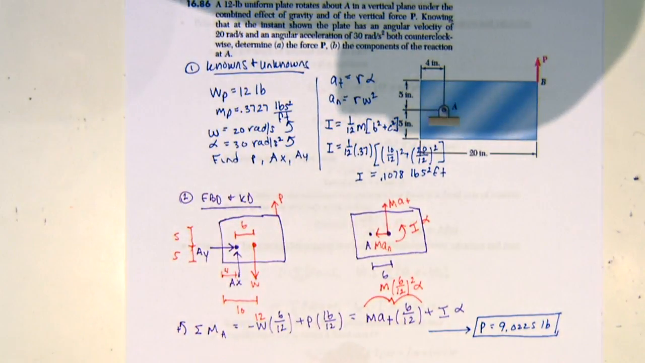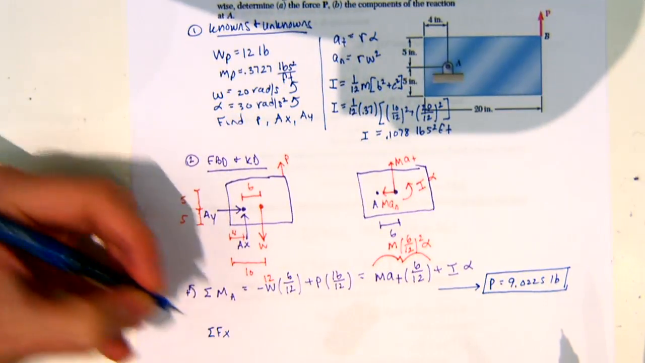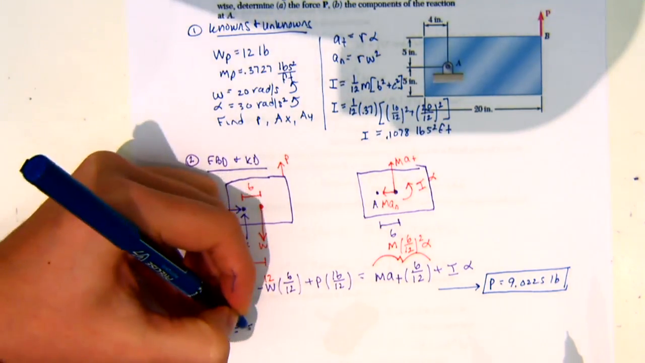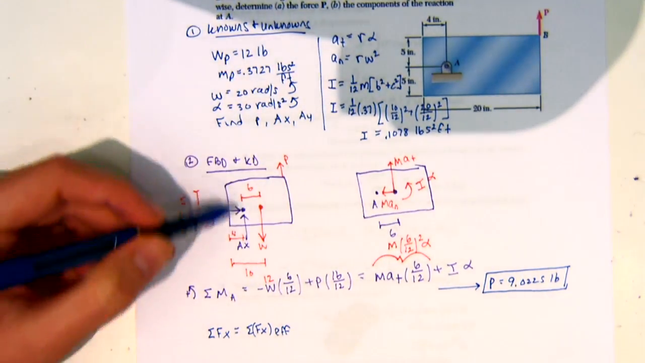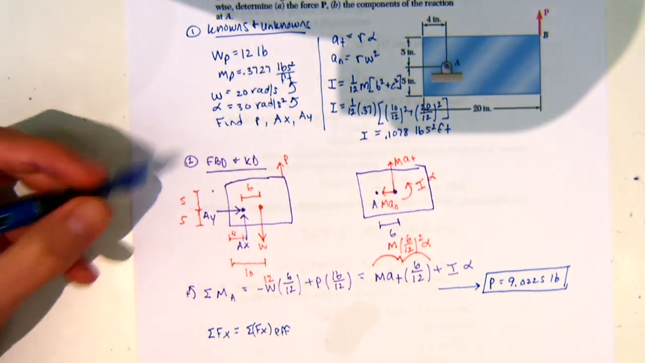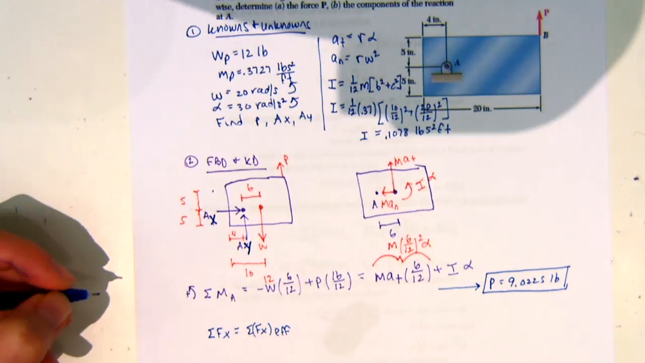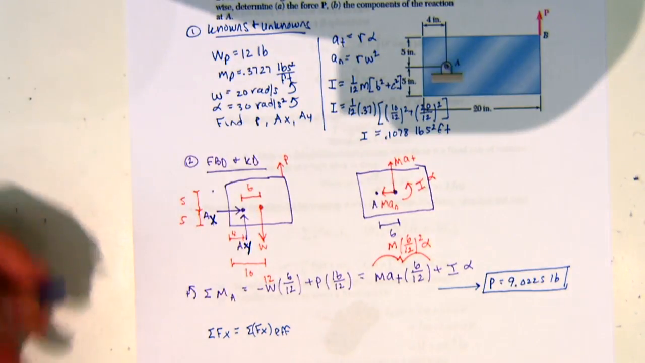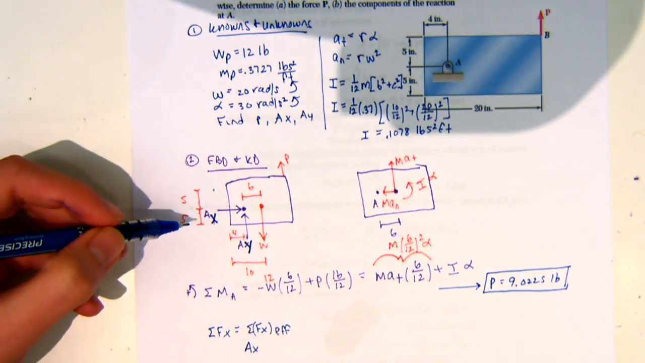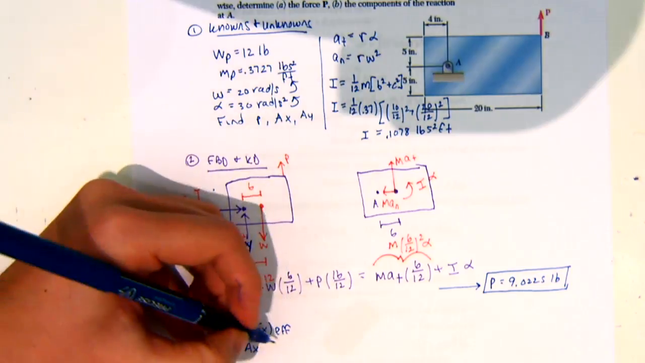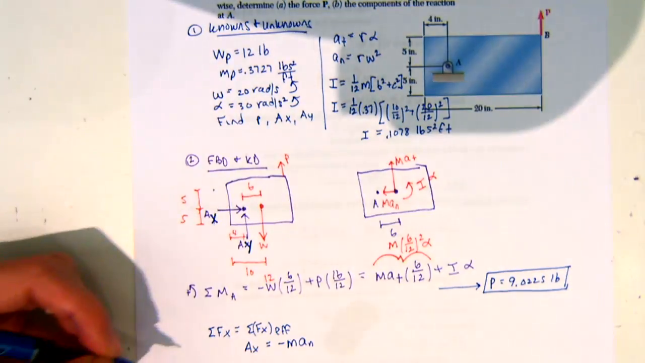Good? So once we get that, we can do our sum of forces in the x direction is equal to sum of forces in the x effective. So looking at my free body diagram, I just noticed that should be AY and that's AX. Anyway, so we have AX, that's the only thing in the x direction. So if I look at my kinetic diagram, I'm going to say AX is equal to negative m times AN.